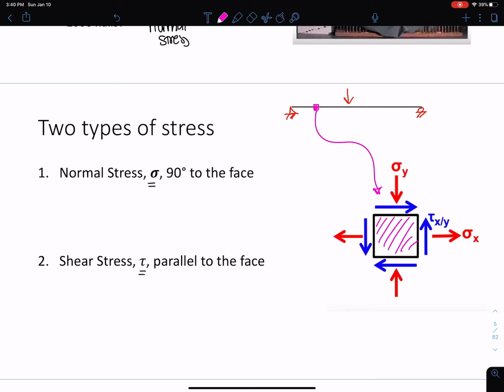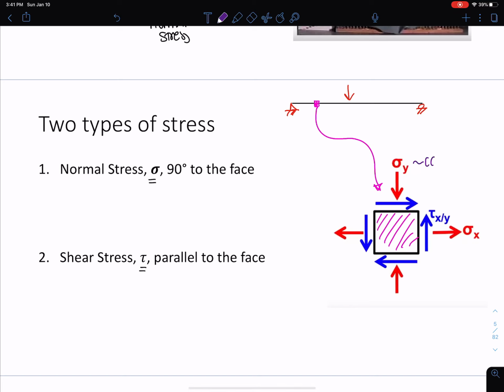Every little element on that beam is experiencing normal force in both directions. That's the sigma y going in the up and down direction, also a normal force in the sigma x. If we remember from statics, when the forces are pointing down, these would be in compression. They're imposing compression on the block, whereas these are pulling forces. So sigma x would be tension, or tensile force. This would be in tension.